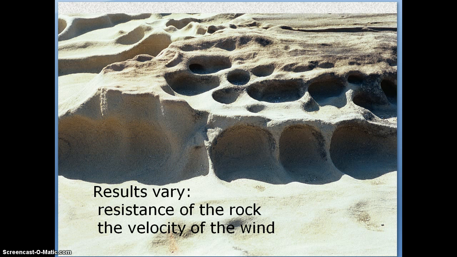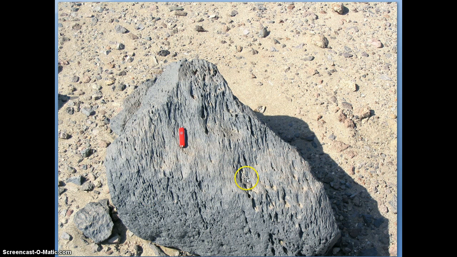So this is an example of wind erosion on the coast. Here's another example of a rock that has been ventifacted. And in fact, these grooves are an indication of historic or paleo climate.